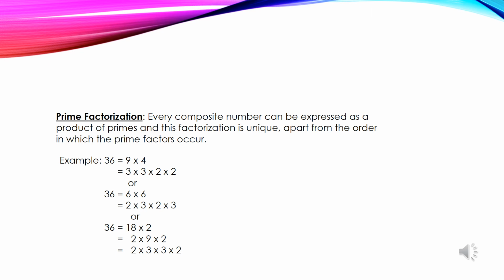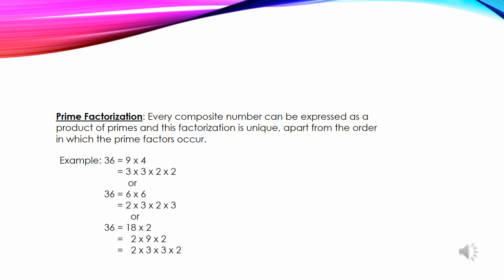Okay. In previous classes, children, you people learned about prime numbers and composite numbers, right? Here we are learning about prime factorization. Means, children, prime factorization means splitting a composite number into the product of prime factors. Every composite number can be expressed as the product of primes, and this factorization is unique apart from the order in which the prime factors occur.